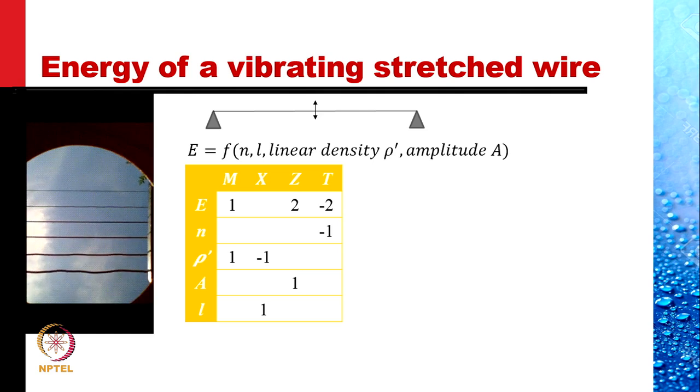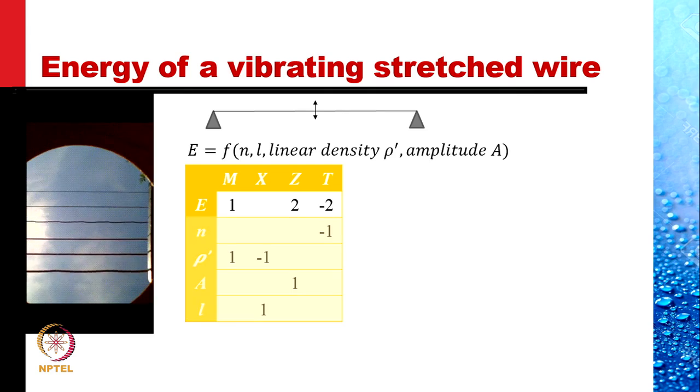Then E would have dimension of mass times the velocity squared, the velocity in the vertical direction. So it would have a dimension of Z2 and T minus 2, so that the dimensions of E are M1, Z2, and T minus 2. Similarly, we can write the dimensions of the other quantities: n, the frequency; rho prime, mass per unit length in the x direction; and amplitude is in the z direction. Length also is in the x direction.